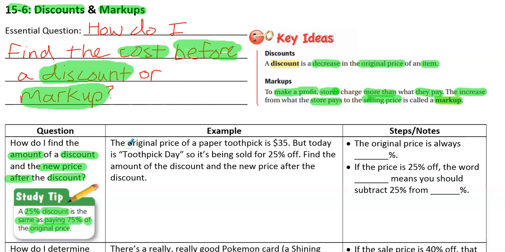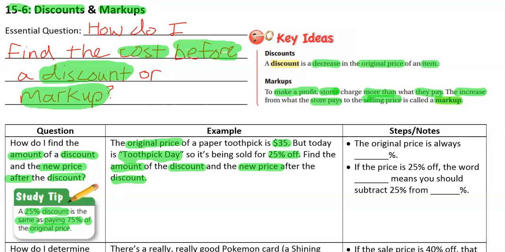But anyways, the original price of a paper toothpick is 35 bucks. It must be a really good paper toothpick. But today is toothpick day. I love toothpick day. Okay, anyways, it's being sold for 25% off. Hey, that's cheaper. Find the amount of the discount and find the new price after the discount.